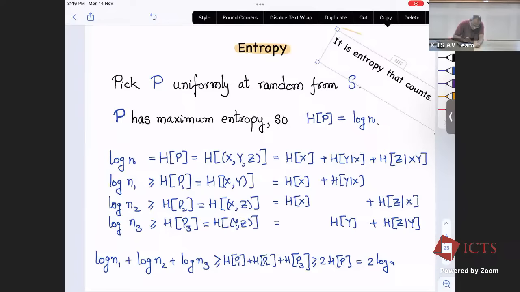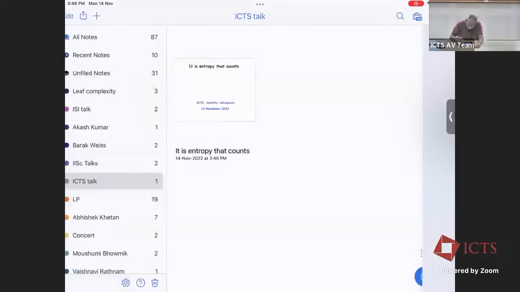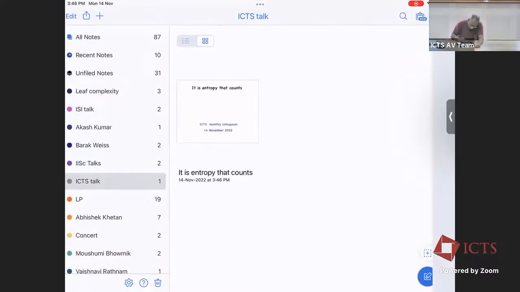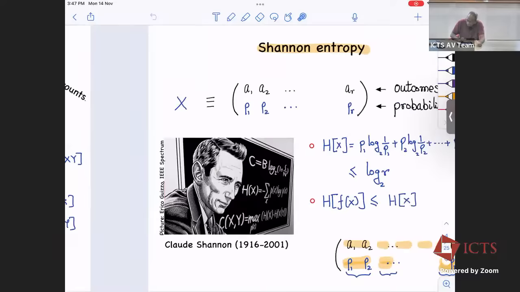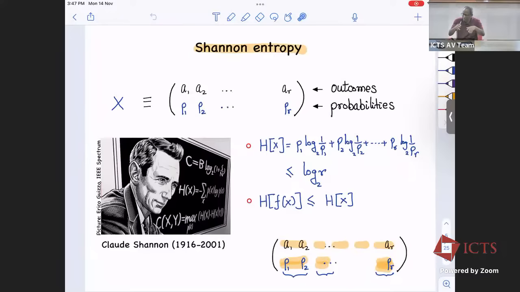What is the equality? It's possible to figure out when equality holds. Certainly if you had a cuboid with 8 points and each of the projections would be 4 points, this is the sort of case when equality holds.